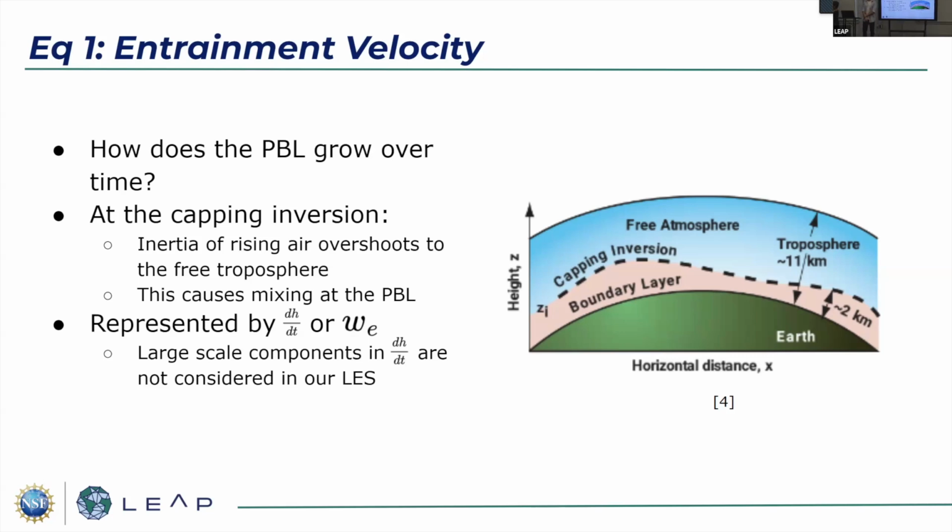An important thing to note is that the capping inversion isn't like a strict lid on the boundary layer. It's a little bit like fluid. So air will rise up when it's heated and it'll overshoot the boundary layer a little bit. It'll mix in air from the free troposphere, which is this area, and then it'll go back down. And that's how the height of the boundary layer changes. In our case, we represented by DHDT or WE. DHDT is just the time evolution of the boundary layer, but it usually includes more large scale components. But in the case of our LES, we don't have those large scale components. So we just say that entrainment velocity is WE.